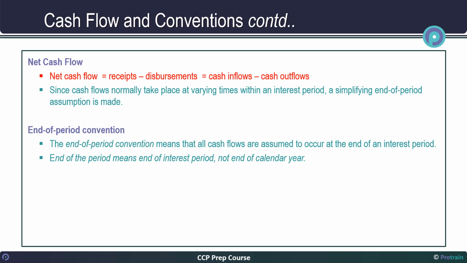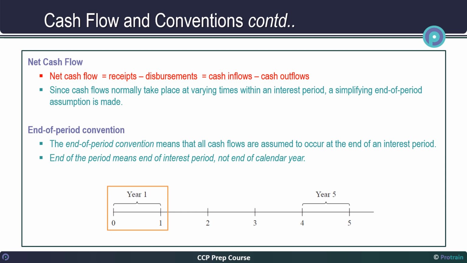Let us take a cash flow example to understand end-of-period convention. Figure on the slide shows a cash flow line for 5 years. Say, some cash outflow occurs on the first month of the year 1, and some cash inflow takes place at the end of 6 months. When we use end-of-the-year convention, the net cash flow shall be shown at the end of year 1.